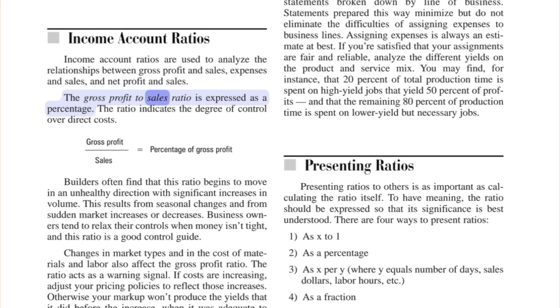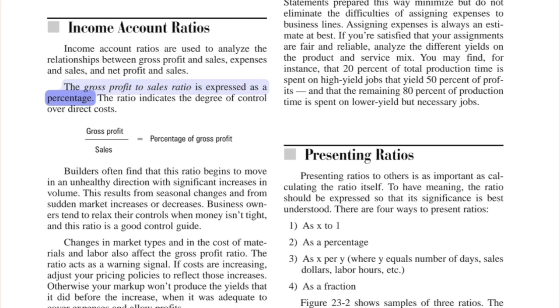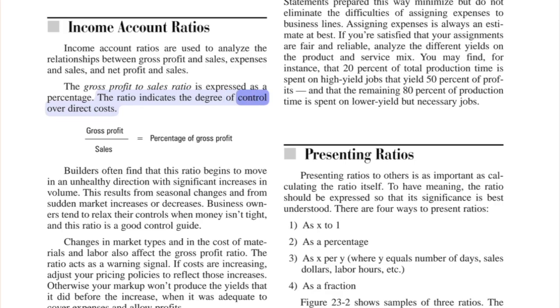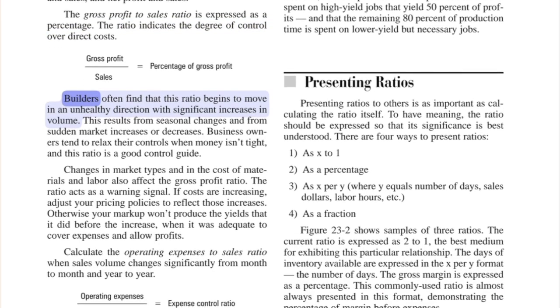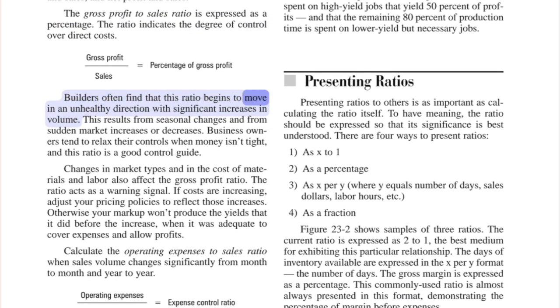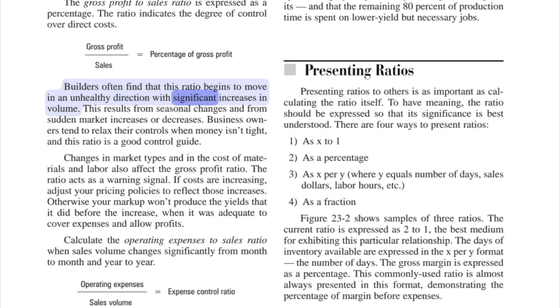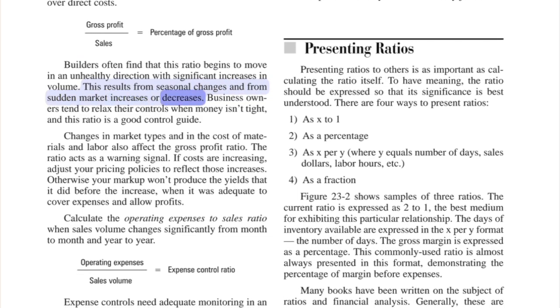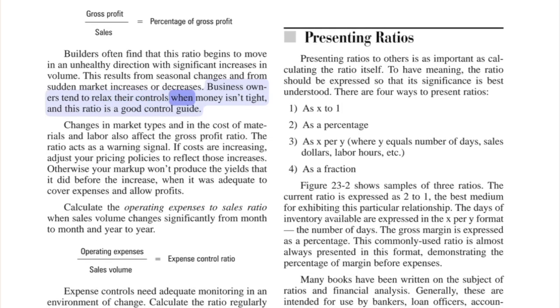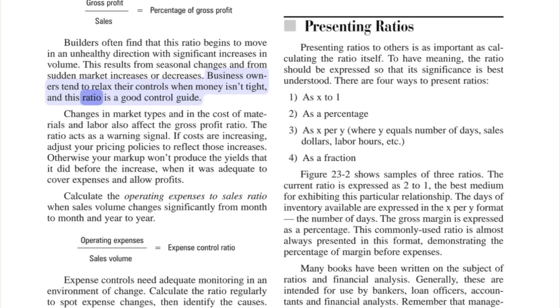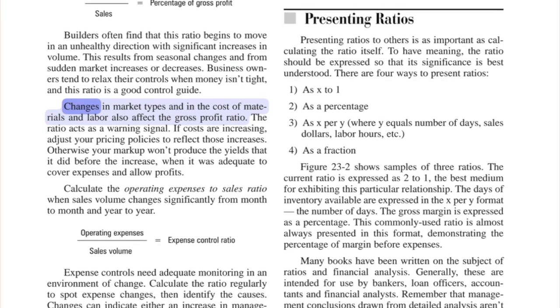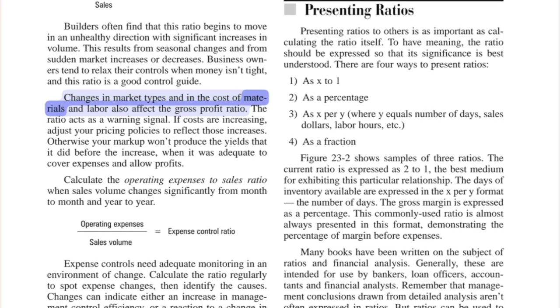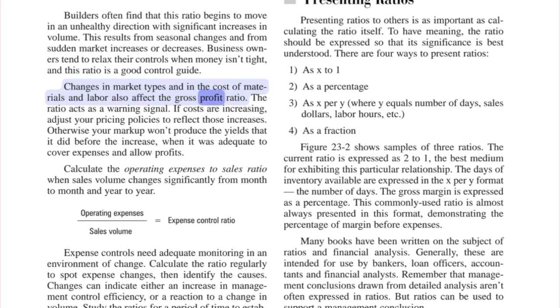The gross profit to sales ratio is expressed as a percentage. The ratio indicates the degree of control over direct costs. Builders often find that this ratio begins to move in an unhealthy direction, with significant increases in volume. This results from seasonal changes and from sudden market increases or decreases. Business owners tend to relax their controls when money isn't tight, and this ratio is a good control guide. Changes in market types and in the cost of materials and labor also affect the gross profit ratio.